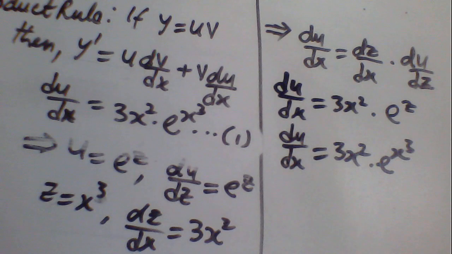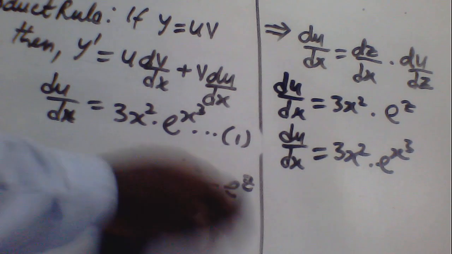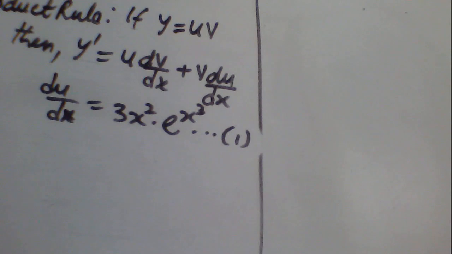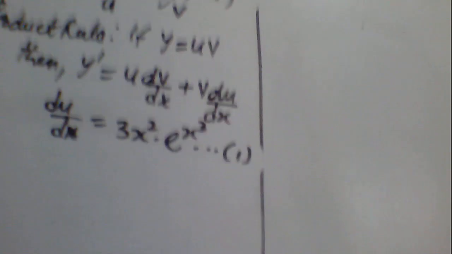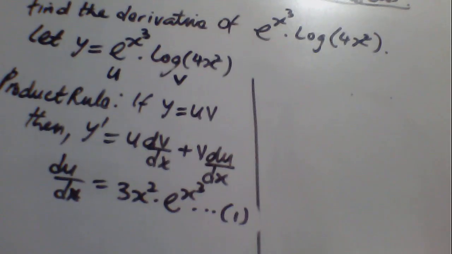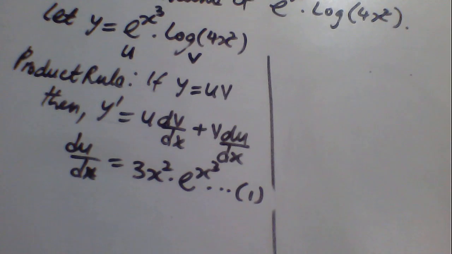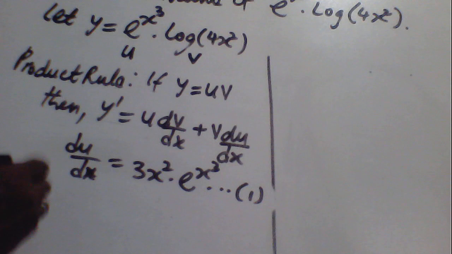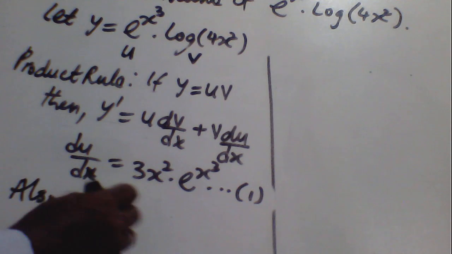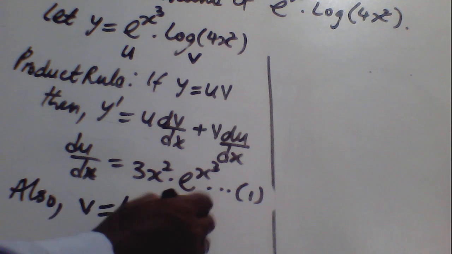So let's find dv over dx. Basically you have to use the same method to find dv over dx. From our equation, we say that v is equal to log of 4x squared.